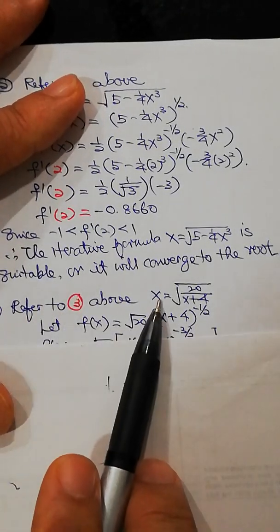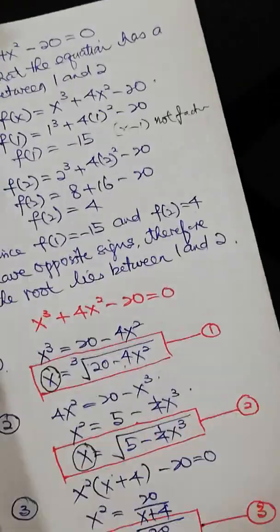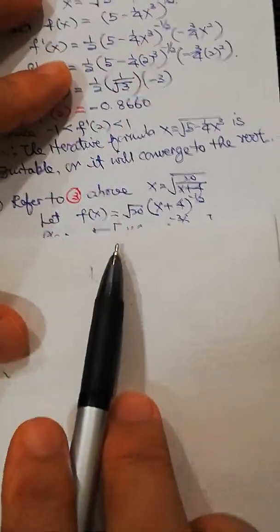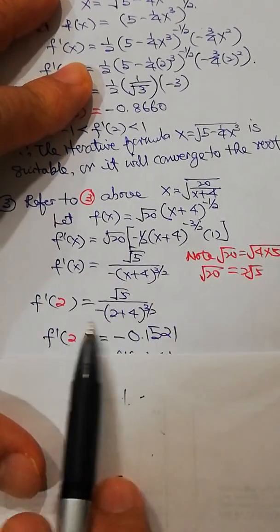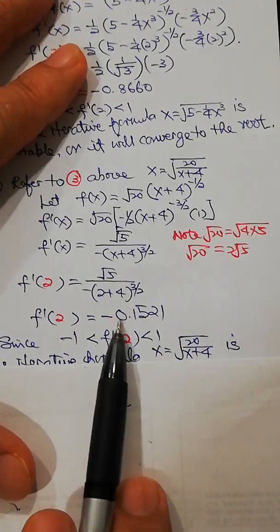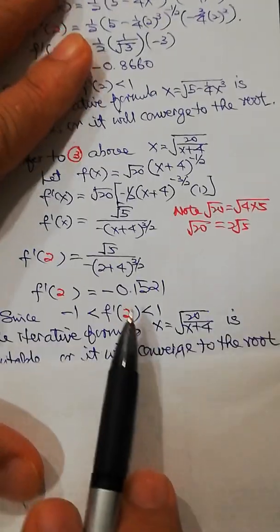Or number 3, we have this one just now. So you let f(x) be this one, you differentiate, then you substitute. Again you get negative 0.15. This one is also between negative 1 and 1, so this one is also suitable.